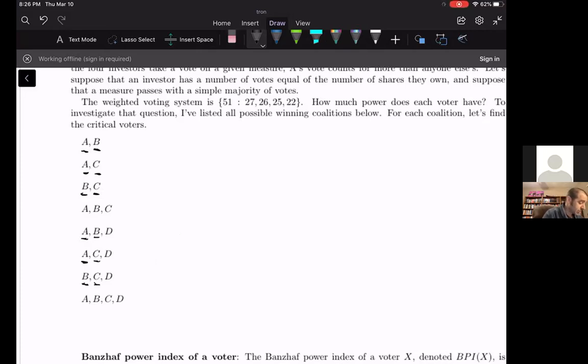In the final coalition here, ABCD, nobody's critical there. You can drop A out of there, it still passes. You can drop B out of there individually, it still passes.